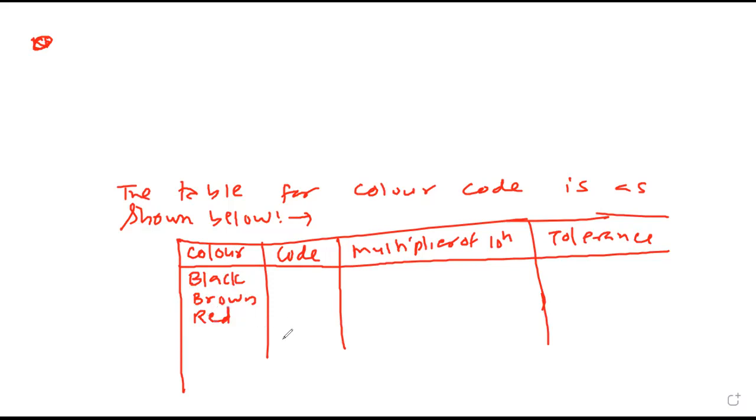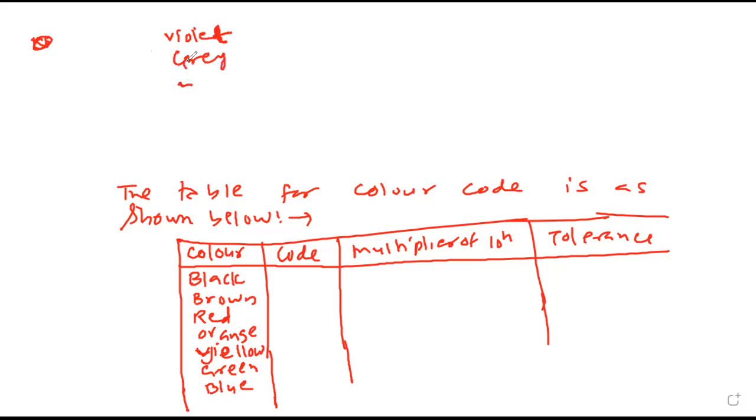Black, brown, red, orange, yellow, green, blue, violet, gray, white, then gold, silver, no color.